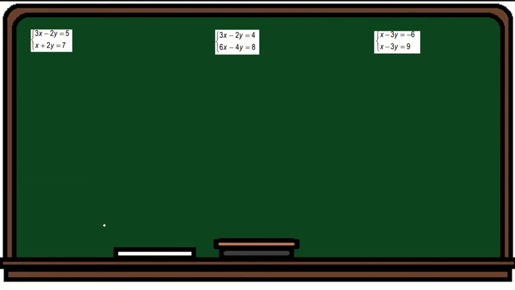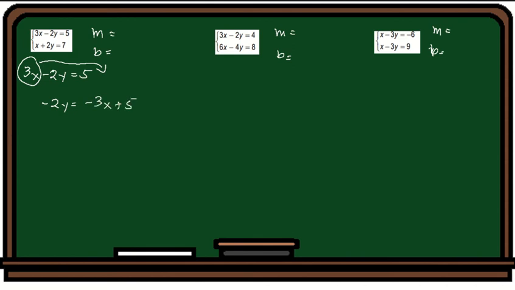Okay, so let's have 3x minus 2y equals 5. To identify the m and b of this system, we will go back to our topic, which is rewriting standard form to slope-intercept form. So, to identify the m and b, we are to transpose 3x. Okay, so negative 2y is equal to negative 3x plus 5. When you are transposing a number, the sign changes.